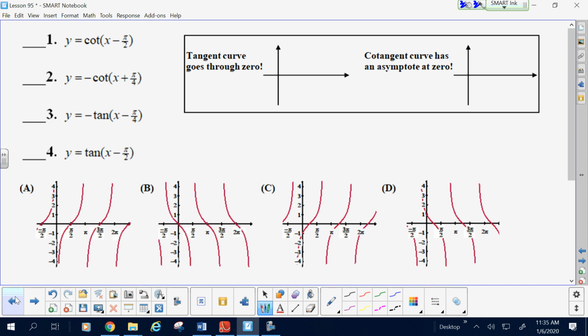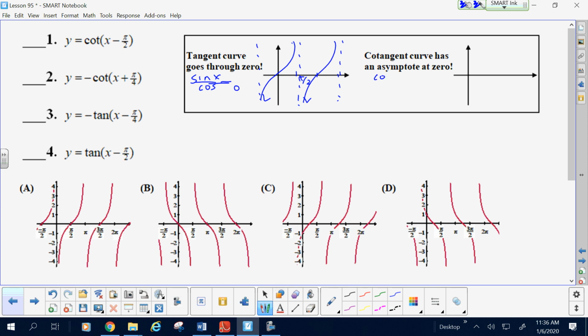Tangent, what does the base graph of tangent look like? It goes through 0. Remember, tangent is sine over cosine. So it goes through 0. It has asymptotes where cosine is 0. So what are the asymptotes on tangent? At pi over 2, and such, yeah? And negative pi over 2. And the graph goes through the origin and bends up to the right. Okay? So it has asymptotes where cosine is 0.